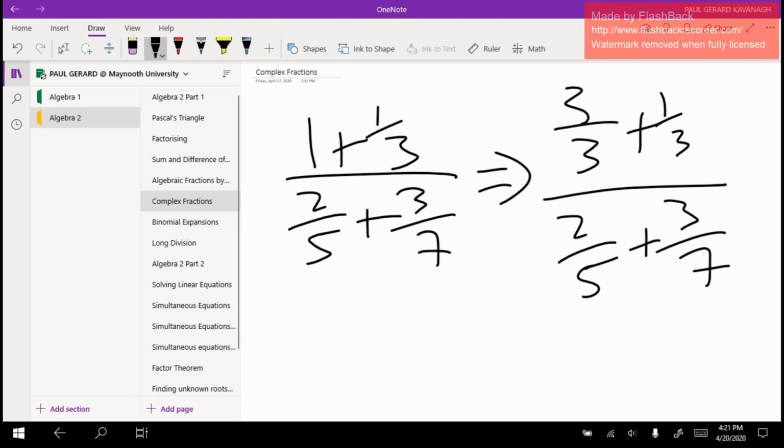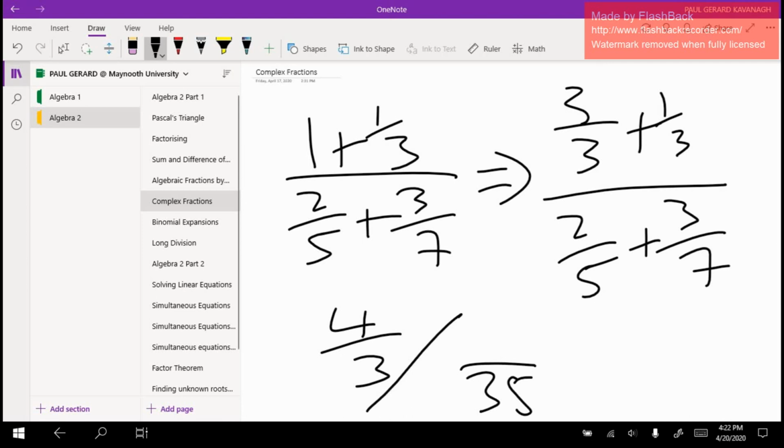See here, that's going to be 4 over 3. Now for the next one, you're going to have to get your lowest common denominator. So what's it going to be? 5, 10, 15, 20, 25, 30, 35, 40. And the 7, 14, 21, 35, 42, 49. So which ones were similar? It was 35. So 35 is going to be the common denominator.